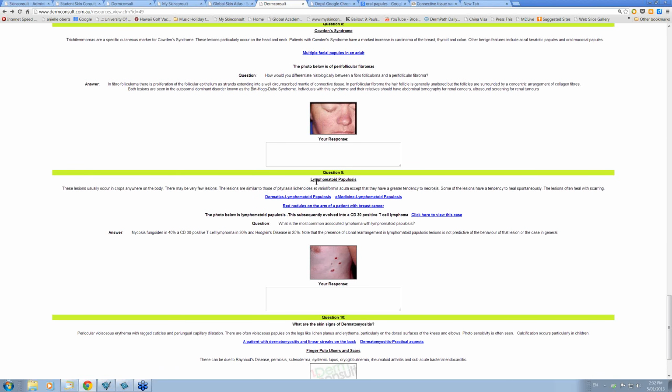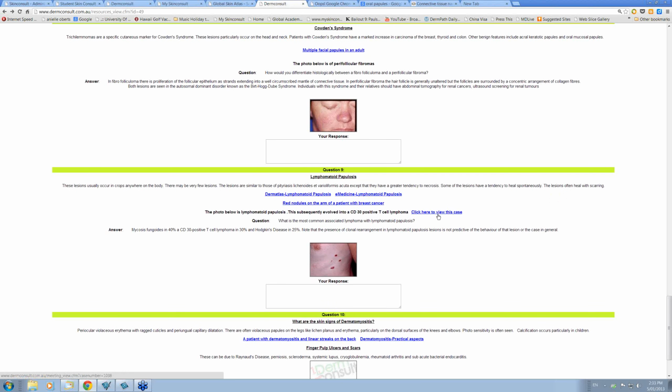Lymphomatoid papulosis, I mentioned a little bit earlier on, occurring in crops. Central area often becomes necrotic, lesions disappear. Lesions are similar to those of pityriasis lichenoides et varioliformis acuta, PLEVA. They have a great tendency to necrosis, and many of the lesions heal spontaneously within anything between 3 and 6 weeks. They often heal with scarring. And remember, a certain proportion of these patients will go on and develop T-cell lymphoma.